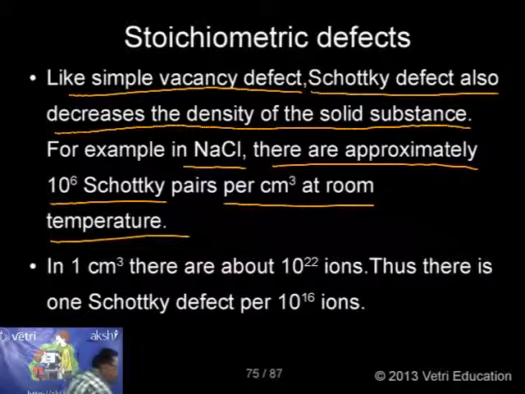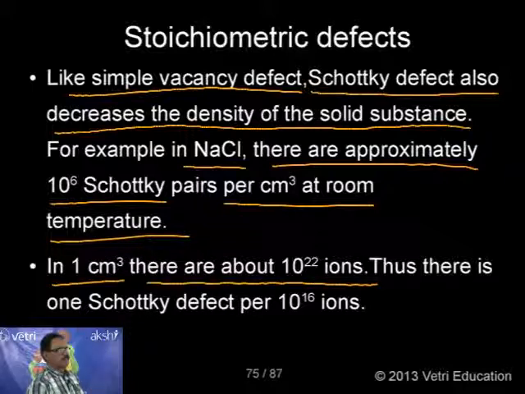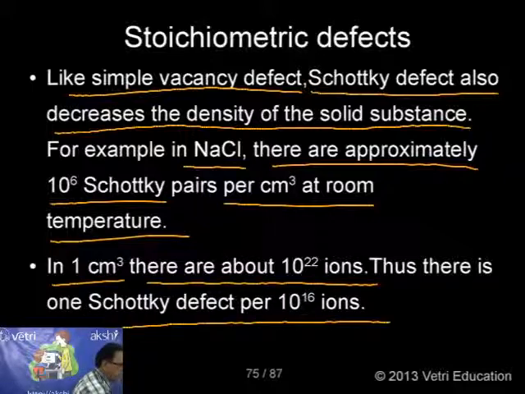In 1 centimeter cube, there are about 10 to the power of 22 ions. Thus, there is 1 Schottky defect per 10 to the power of 16 ions. This is a simple calculation given in the textbook. It is not necessary for you to remember; that's just the information I am giving.